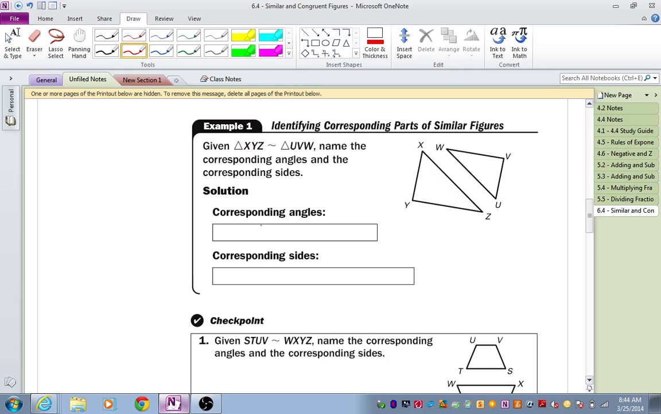So for corresponding angles, we said that the angles match up in our name. So X corresponds with U. So we're going to say angle X and angle U. That's how we name it. The next one would be Y and V. So we're going to say angle Y and angle V. And then finally we have Z and W. So angle Z matches up with angle W.